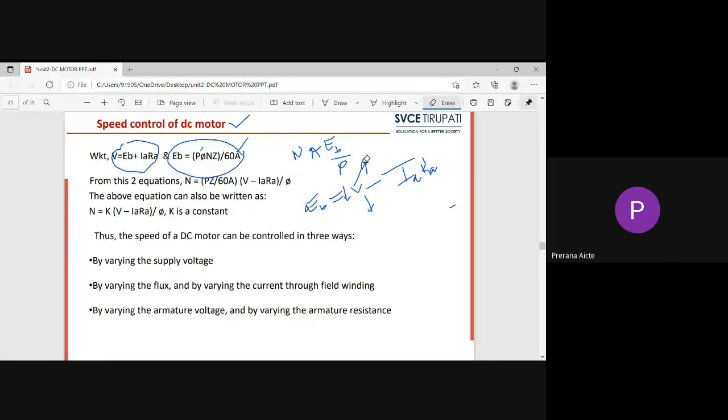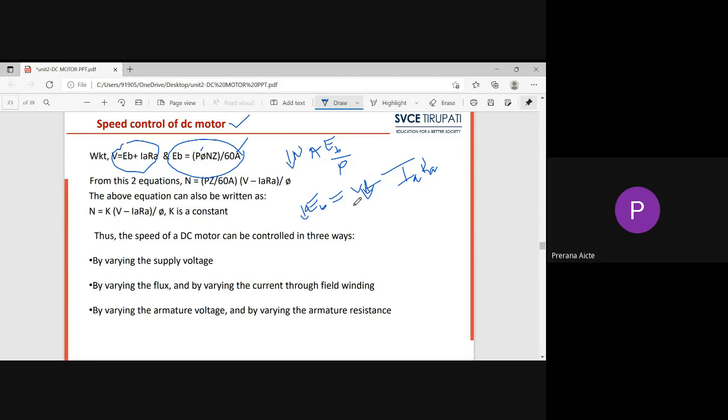See here, all of you listen carefully. This is a basic equation: N is directly proportional to EB by phi. So when supply voltage V is reduced, there is a possibility of reduction. It is not possible to give more than the rated voltage to the supply system, because there will be chances of failure of insulation. So many drawbacks are there, such that we can give less than the rated voltage. When the supply voltage is reduced, automatically EB reduces. When EB reduces, this EB is directly proportional to N, so speed is going to reduce.